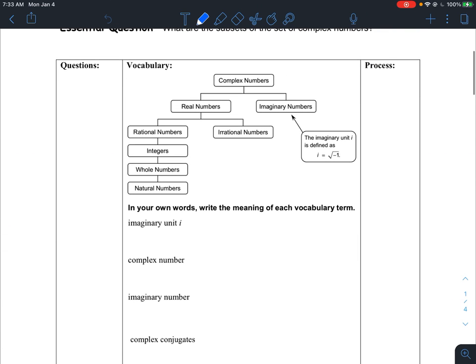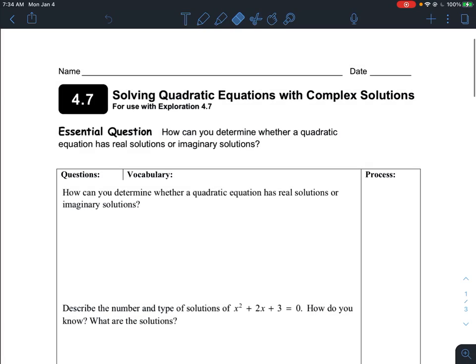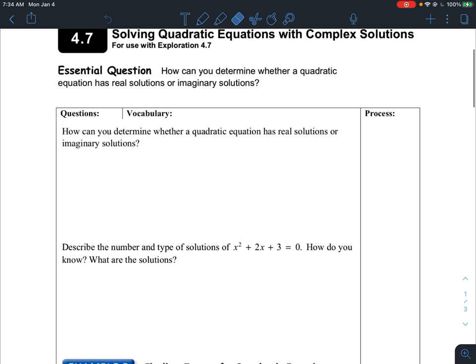An imaginary number was i, and i meant a specific amount. i was equivalent to the square root of -1. So we use this to create imaginary numbers and complex numbers. So we're going to be using these complex solutions today.